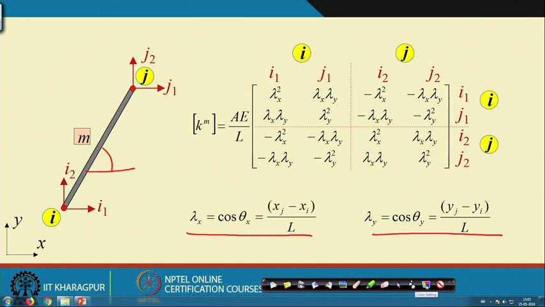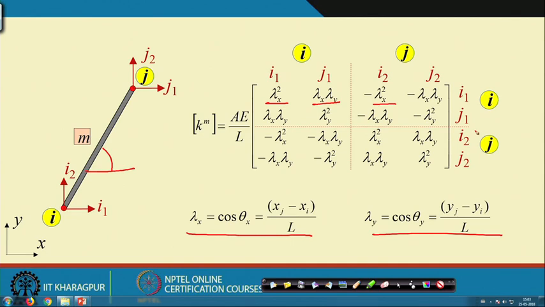Now, just before we stop, let us try to understand the interpretation of each element in the stiffness matrix. For instance, you see this means this relates i 1 to i 1, okay. It is the relation between force in this direction and the displacement in this direction. And suppose this lambda x, this relates i 1 and j 1. This relates force in i 1 direction and displacement for j 1. Similarly, if we take this, then it also relates the corresponding force and corresponding displacement.